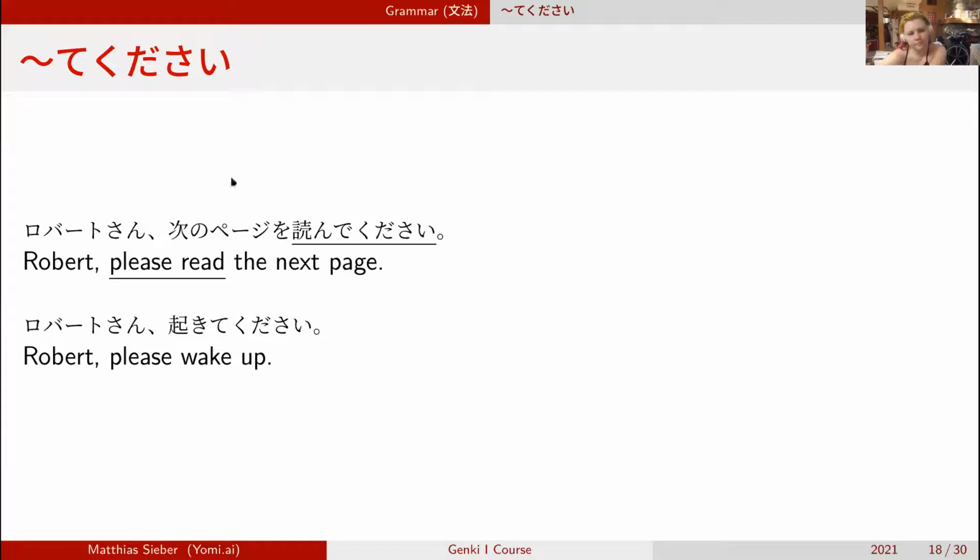Here it's using the te form of a verb plus kudasai. The other example in the dialogue is Robert-san, okite kudasai. Robert, please wake up. Okite also means get up, to start your day, you get up out of bed. Here it means please wake up.